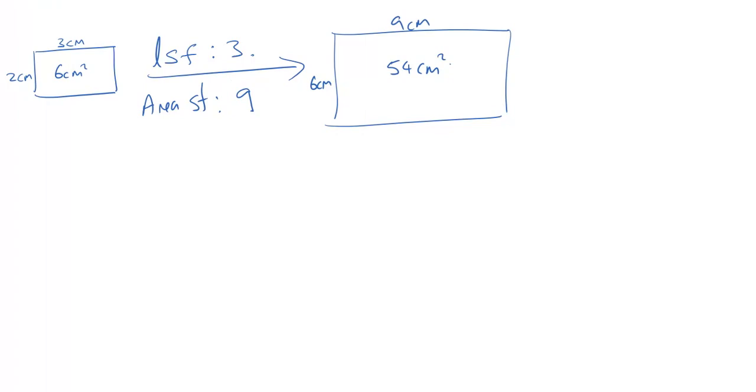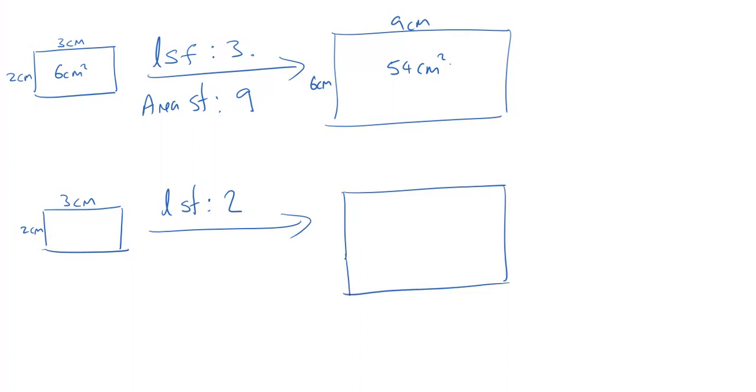Let's try this again with a different scale factor. Perhaps we could start with the same rectangle. We've got 2 centimeters there, look, and 3 centimeters there. And this time, let's enlarge that with a linear scale factor of just 2 and see what happens to the area. So if I do that, my new rectangle will be 4 centimeters by 6 centimeters. So it's going to have an area of 24 centimeters squared. My original rectangle had an area of 6 centimeters squared.